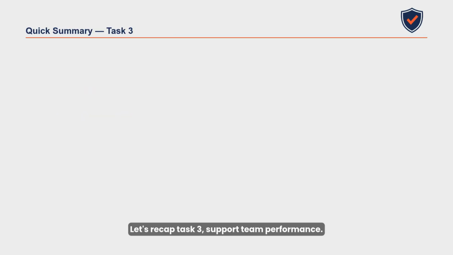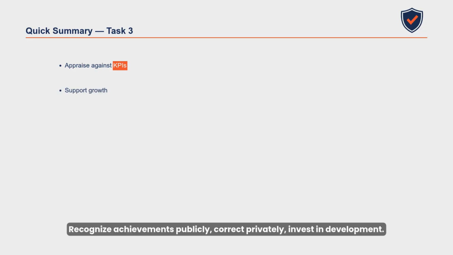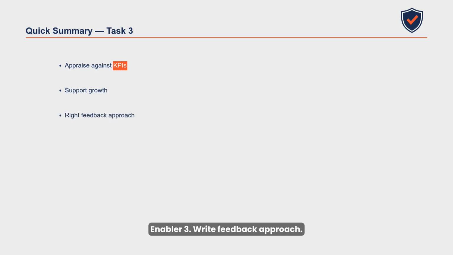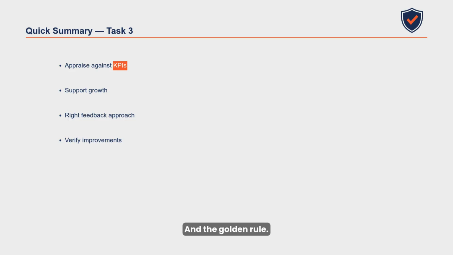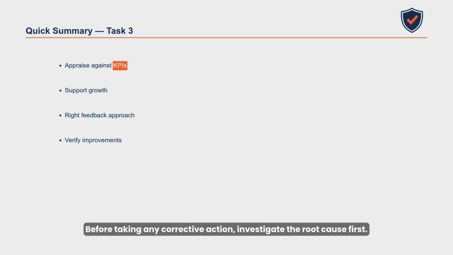Let's recap Task 3, Support Team Performance. Enabler 1, Appraise against KPIs. Measure objectively and continuously, not just annually. Enabler 2, Support Growth. Recognize achievements publicly, correct privately, invest in development. Enabler 3, Right feedback approach. Formal in predictive, continuous in Agile via retrospectives. Enabler 4, Verify improvements, close the loop, check that feedback actually led to change. And the golden rule, before taking any corrective action, investigate the root cause first.